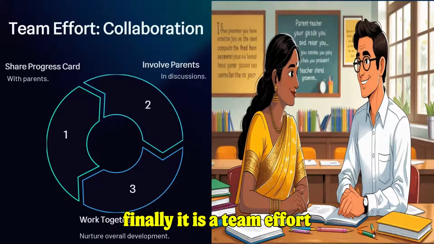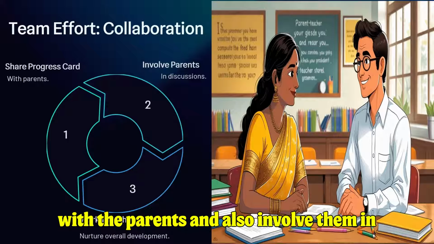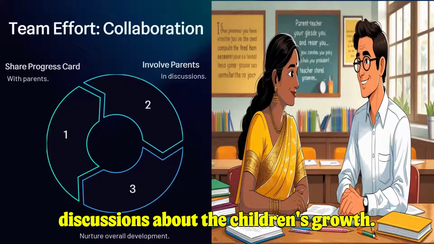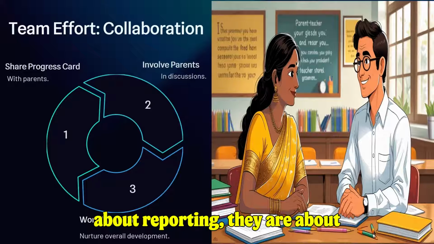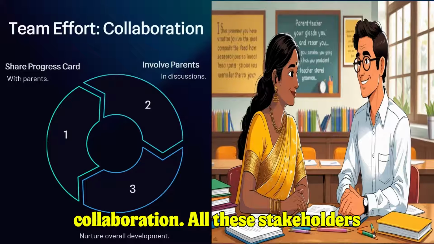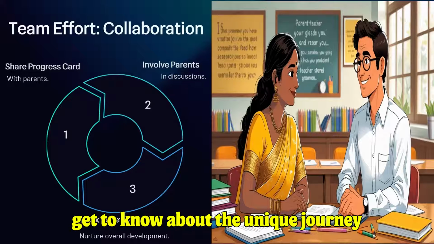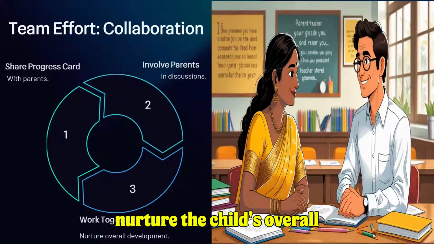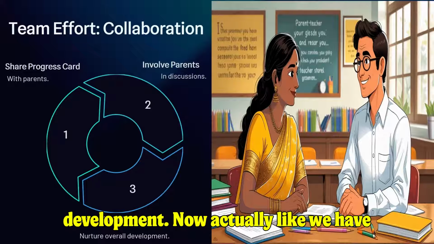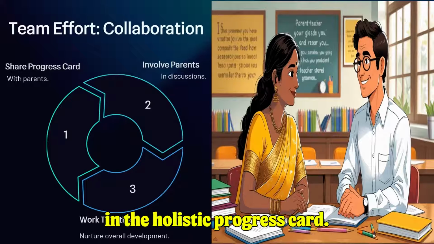And finally, it is a team effort. This progress card should be shared with the parents and also involve them in discussions about the children's growth. Holistic progress cards are not just about reporting, they are about collaboration. All the stakeholders need to collaborate with each other to get to know about the unique journey of the child. And so, together, you can work on strategies to nurture the child's overall development. Now, we have covered all the things to be done in the holistic progress card.